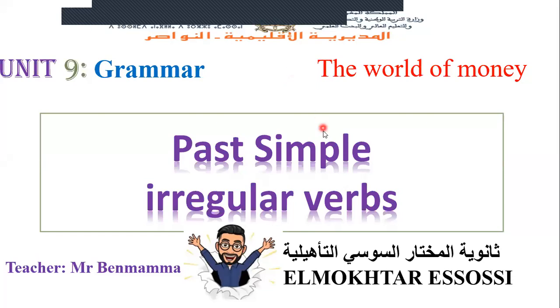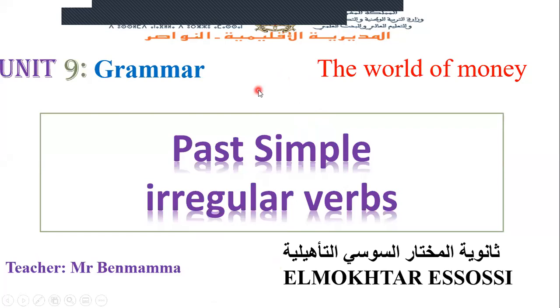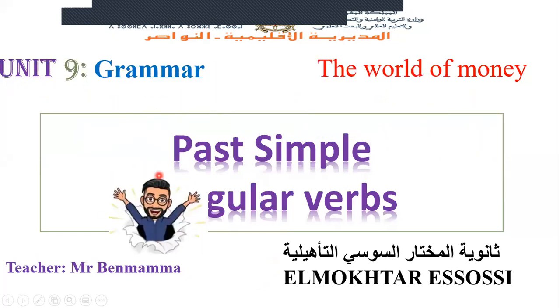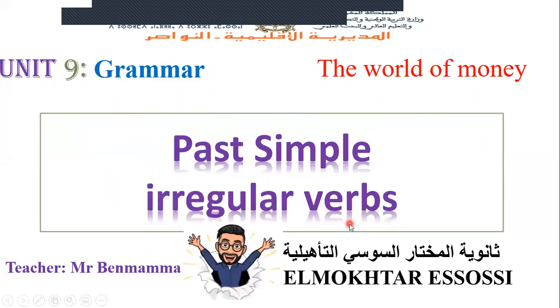I'm with you in another lesson of English for Common Core, this time from Unit 9, The World of Money, Grammar, Past Simple, Irregular Verbs. We have already seen the past simple. We talked about the affirmative, the negative, and the interrogative forms. We also tackled some spelling rules for the simple past.